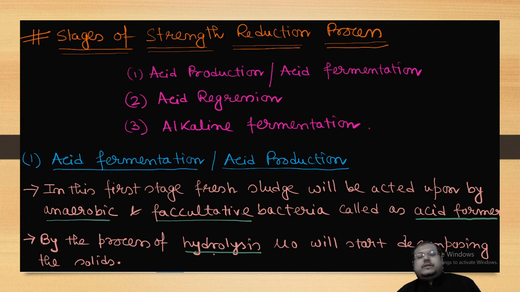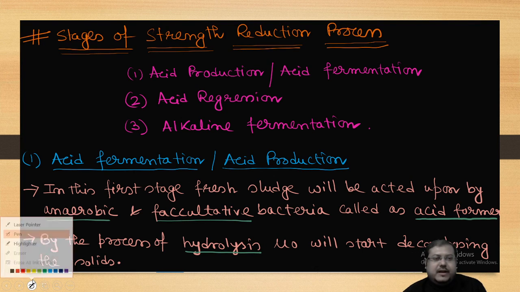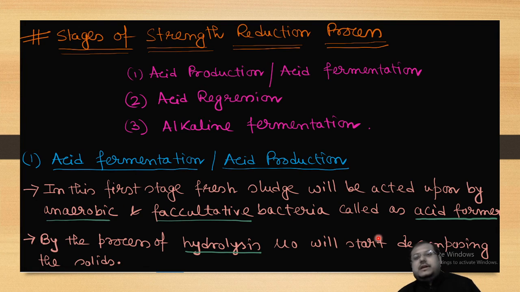Acid production is the first stage, where fresh sludge will be acted upon by anaerobic and facultative bacteria called as acid formers. Here the type of microorganism, anaerobic and facultative, and the name of the microorganism are underlined. Be careful about this, because MCQ type questions will not spare this information. तो आपको याद रखना है ये सारे information.